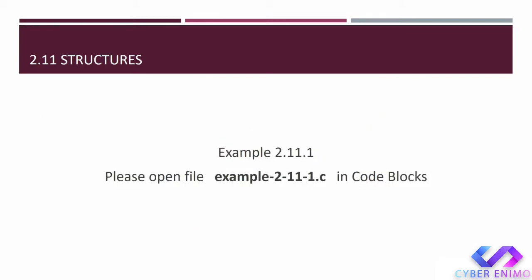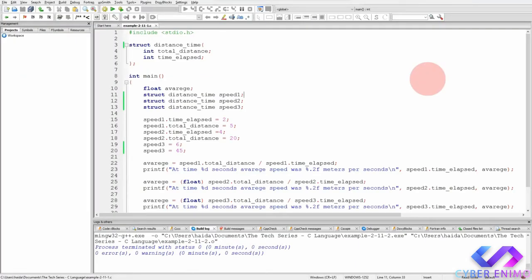Let's do an example now. Please open file example-2-11-1.c in Code::Blocks. In this example, we define a struct distance_time, and we define it before main. This way it's global and can be used by all functions. In this example, we only have one function, and that's function main. But in the next example, we will have more than one function.